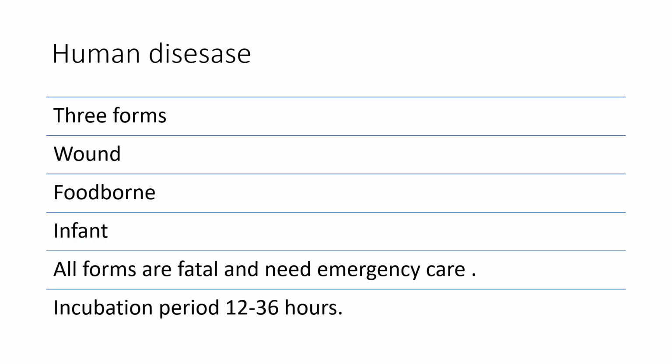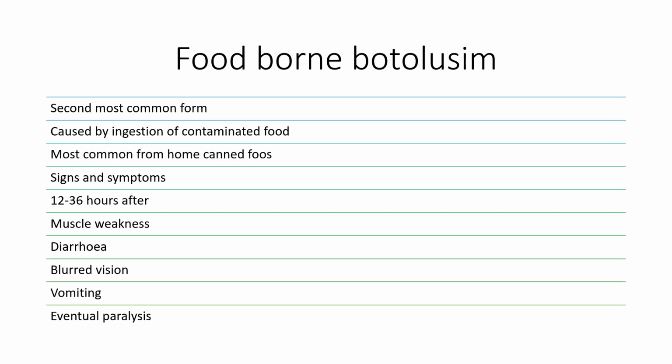So human diseases: there are three forms of human disease, wound, foodborne, and infant. All forms are fatal and need emergency care. Okay, so we are talking about foodborne botulism. It is the second most common form, first being infant, caused by ingestion of contaminated food, most commonly from home canned foods. Signs and symptoms appear 12 to 26 hours after ingestion of the botulism toxin. It can also cause muscle weakness, diarrhea, blurred vision, vomiting, and eventually paralysis.